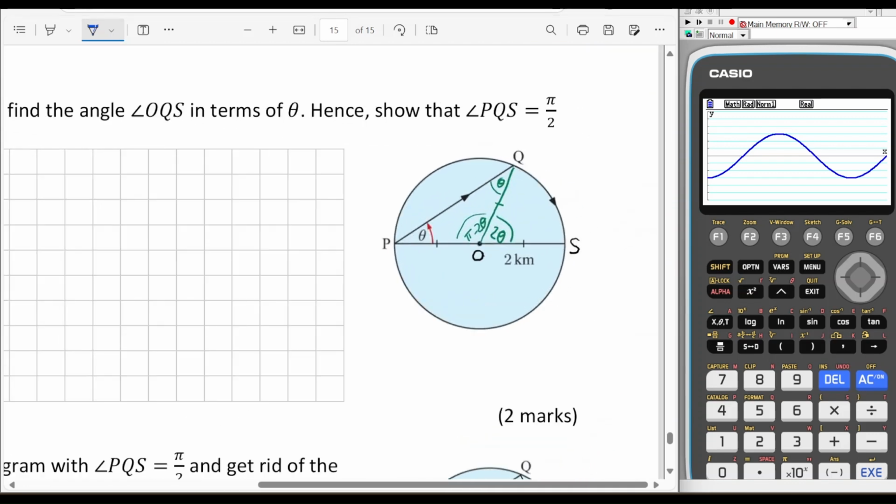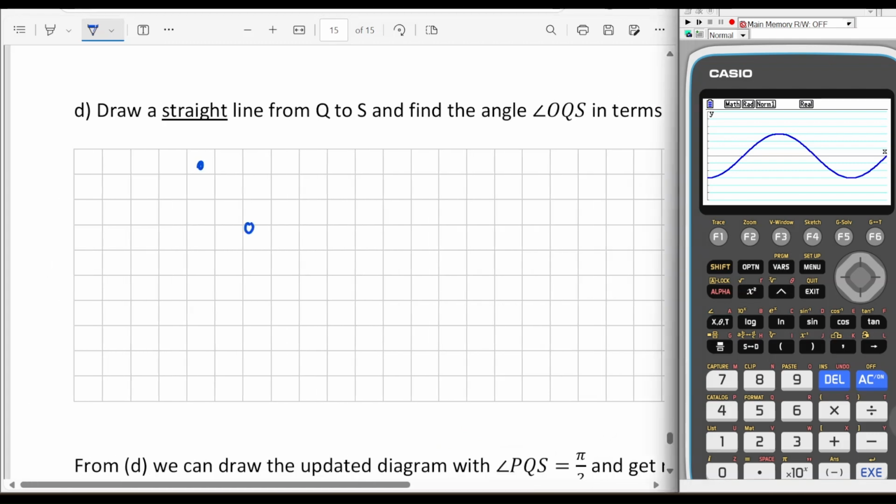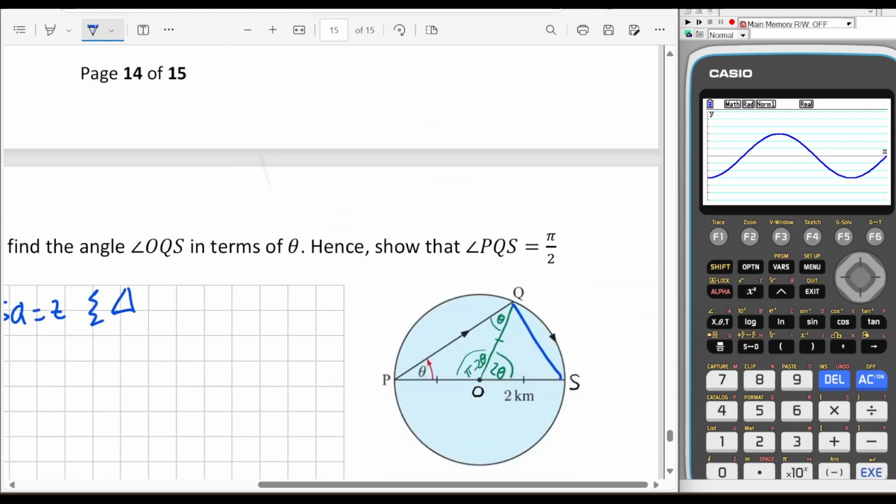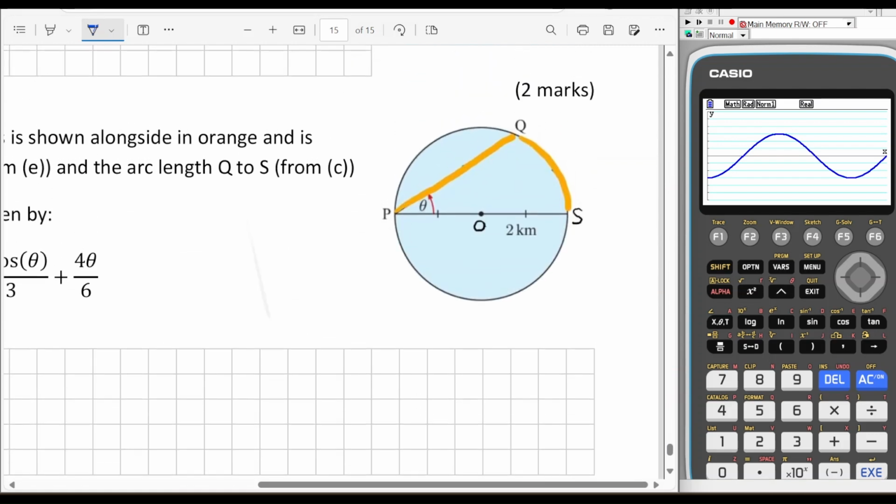Draw a straight line from Q to S. So we've got to draw this straight line here. This triangle is isosceles again. So if we look at Q and S and O, we've got isosceles, there's 2 theta. So I'm going to say let angle OQS equal Z. So that's a Z in there. Then the other angle equals Z, so OSQ equals Z, because triangle OQS is isosceles. So it's like what we did before.